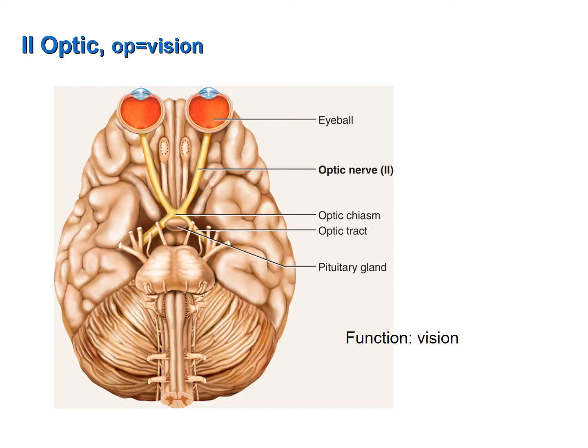Cranial nerve number 2 is the optic nerve. Op means vision. This nerve, or this pair of nerves, is responsible for sending sensory input from the eyes back to the visual cortex of the brain. Function, of course, is vision, and it is a sensory-only nerve.